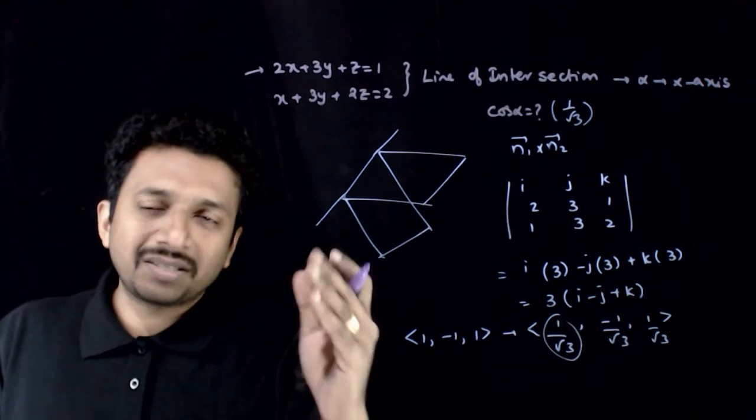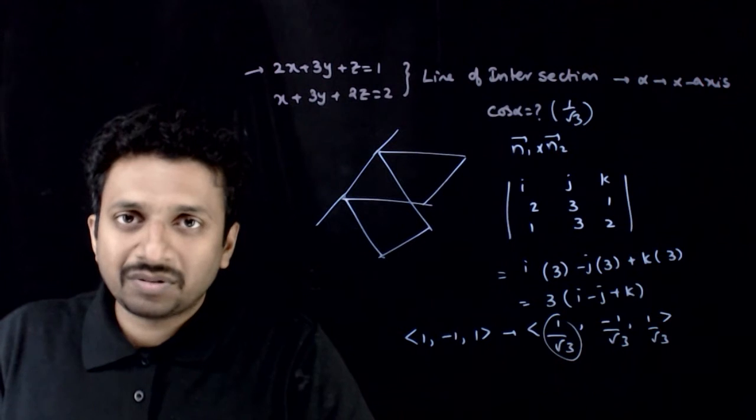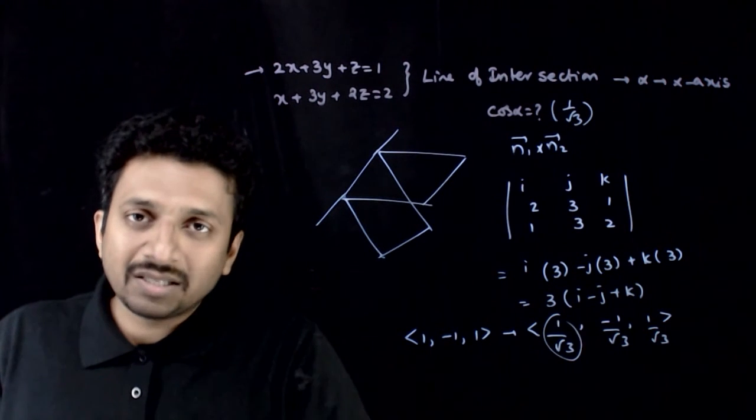It can be plus or minus, it doesn't really matter. If one angle is acute, the other angle will be obtuse. So a line makes two angles with an axis.